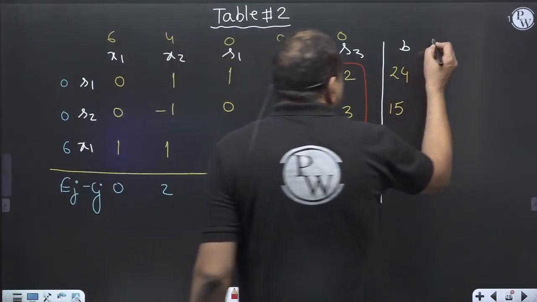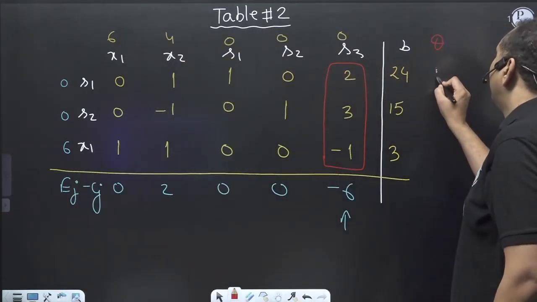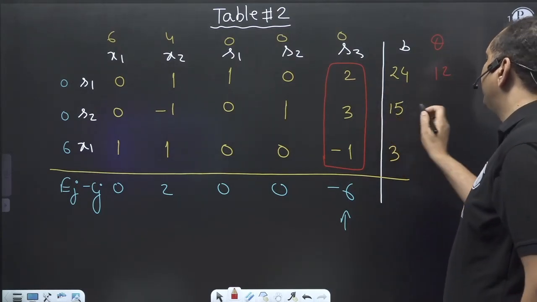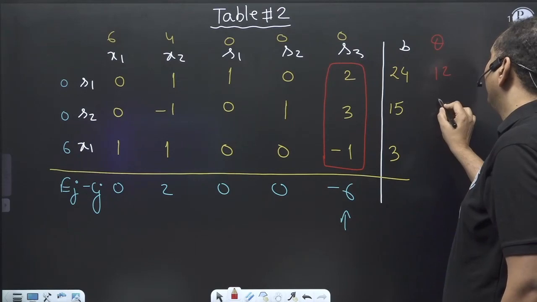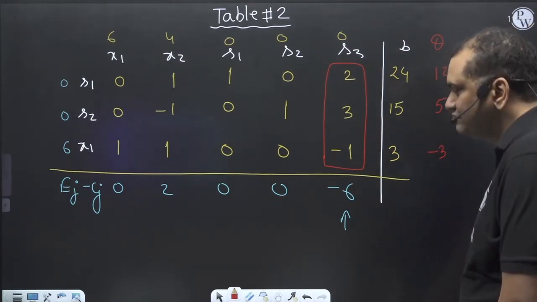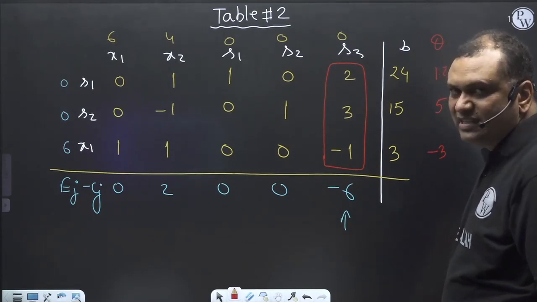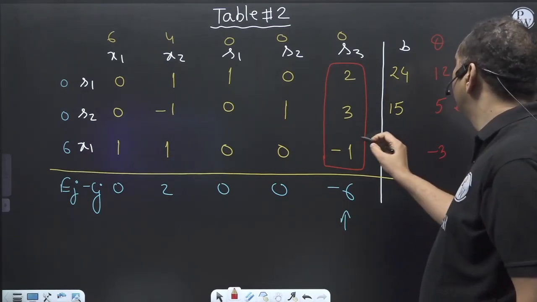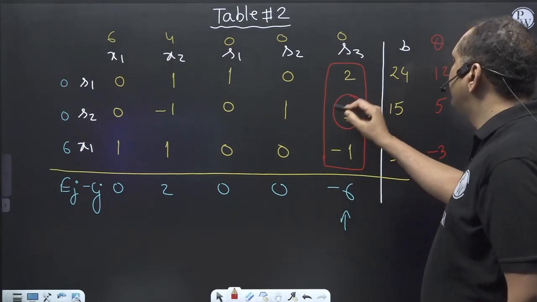Now theta: 24 divided by 2 is 12. 15 divided by 3 is 5. Minus 3 also. From here we select the minimum positive. This is the pivotal value.